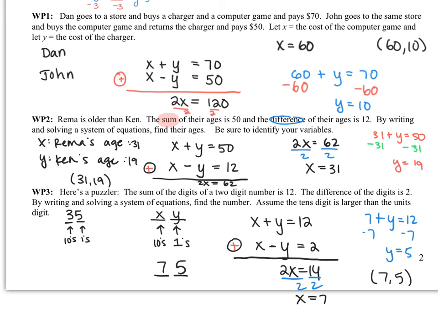So by adding my two equations together, x plus x was 2x, y plus negative y was gone. 12 plus 2 is 14. Divided both sides by 2, my x digit was 7. If 7 plus y had to equal 12, that would mean that my y digit would be 5. So as an ordered pair, the intersection of these two lines would be 7, 5. But in the context of this problem, remember I was looking for a two-digit number where the first digit was x, which was 7, and the second digit was y, which was 5. And so that means that my two-digit number is 75.